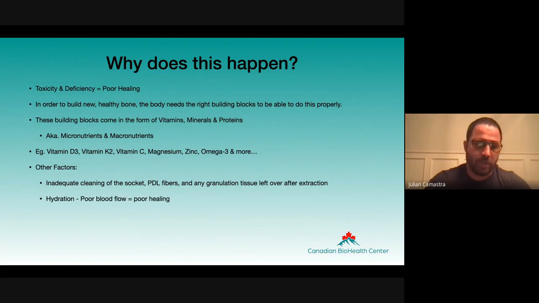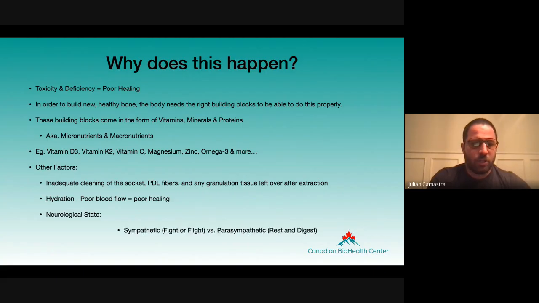So hydration, that's another important one. It's all about blood flow. I've had patients come for surgery dehydrated, and when you take out their tooth, it's dry in there and there's absolutely no bleeding. If there's no bleeding, they can't heal. Blood flow is the way our bodies heal. So I want patients coming very well hydrated, so that once that tooth is out, there's nice, healthy blood flow, lots of bleeding. Bleeding equals healing. And then there's the neurological state.